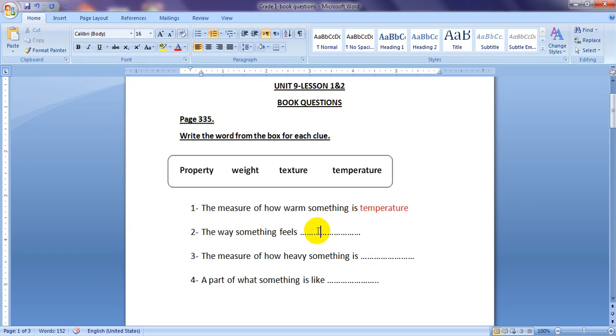Let's move to question number 2. The way something feels. When you touch something, you will feel if it's smooth, rough, soft, hard. What is the meaning of these things? It means its texture. So we will write here texture.